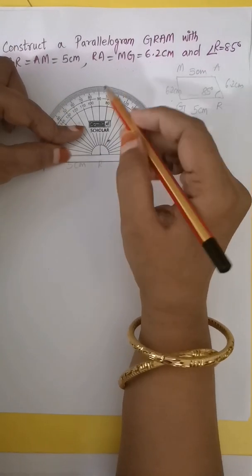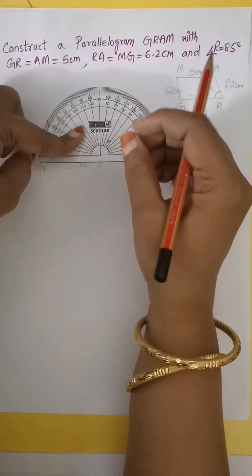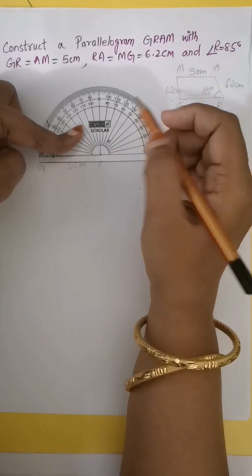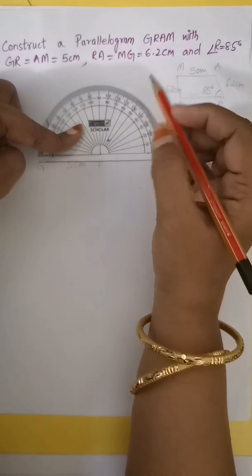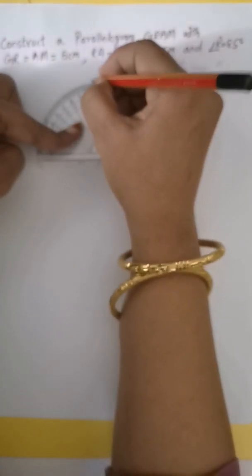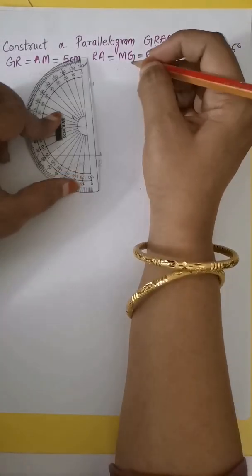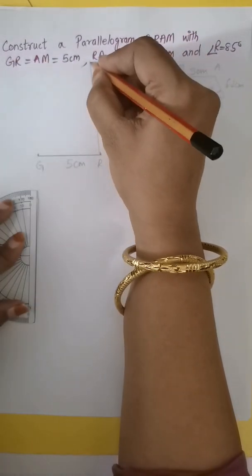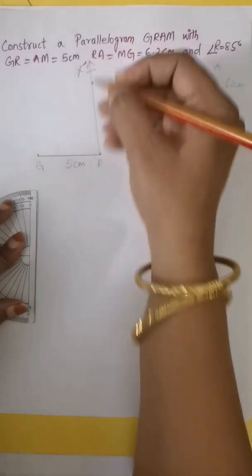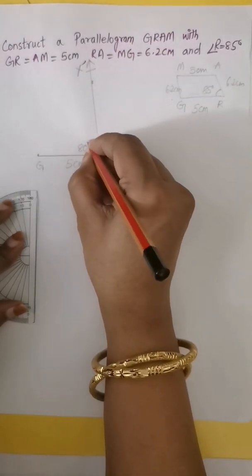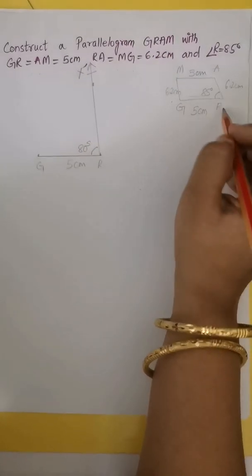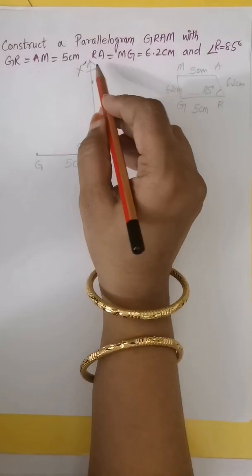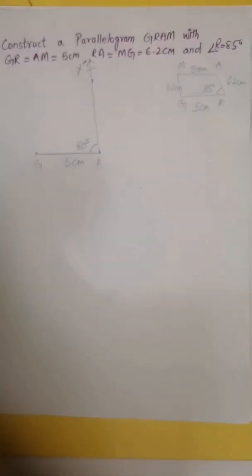Which reading do we have to follow when we are keeping the protector on the right side? We have to follow the reading which is up. So 85 degree we have to mark, and then we have to draw a ray, children. So we have to draw a ray RX making an angle 85 degree. Now what is the side given here? It is 6.2 centimeter. RA or AR is equal to 6.2 centimeter.